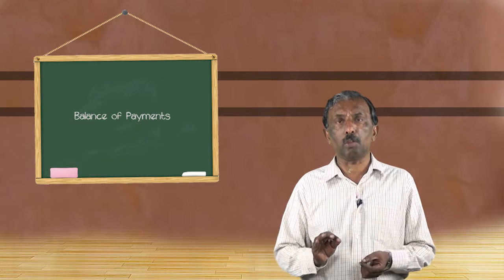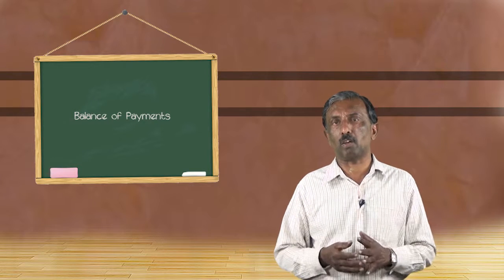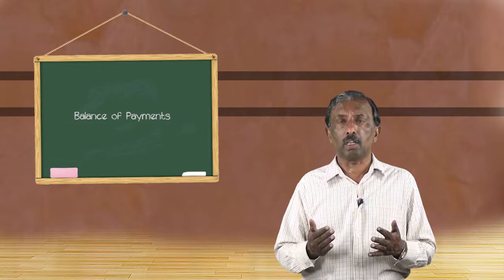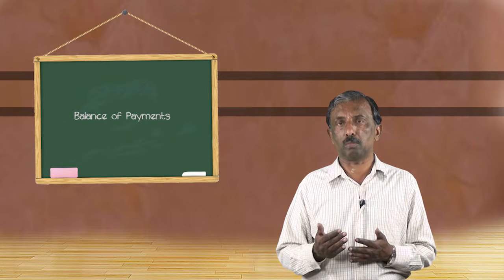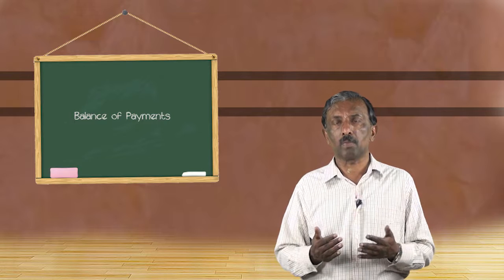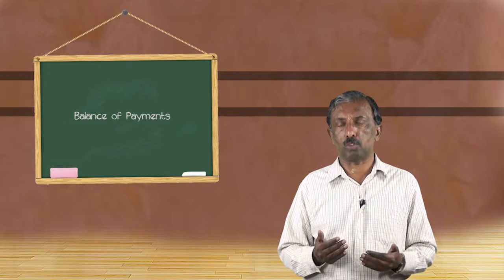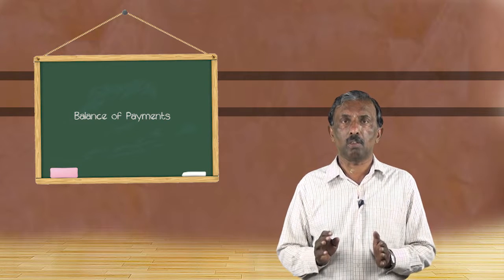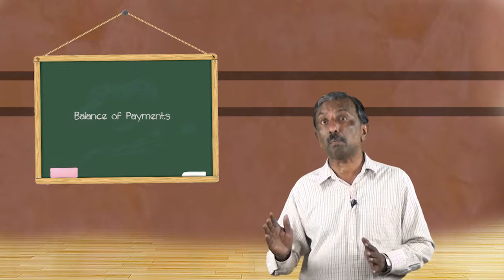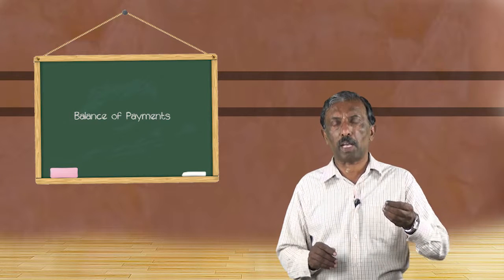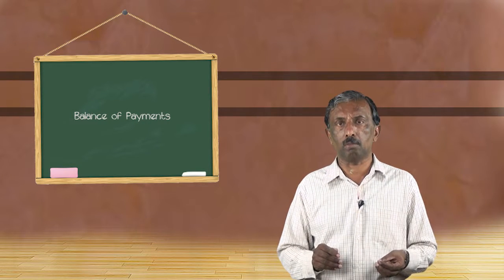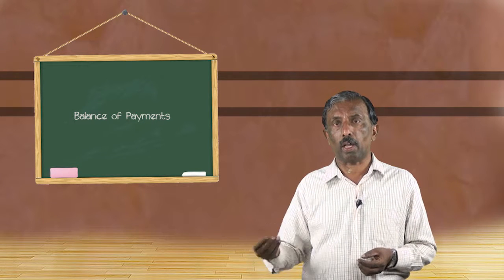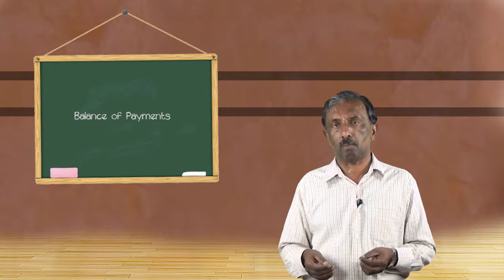But normally we speak of disequilibrium in the balance of payments. In the balance of payment there are two accounts, namely the current account and the capital account. The balance of payment contains two sides: one is the receipt side, the other is the payment side. On the receipt side we have the current account as well as the capital account. Also on the payment side we have the current account and the capital account.